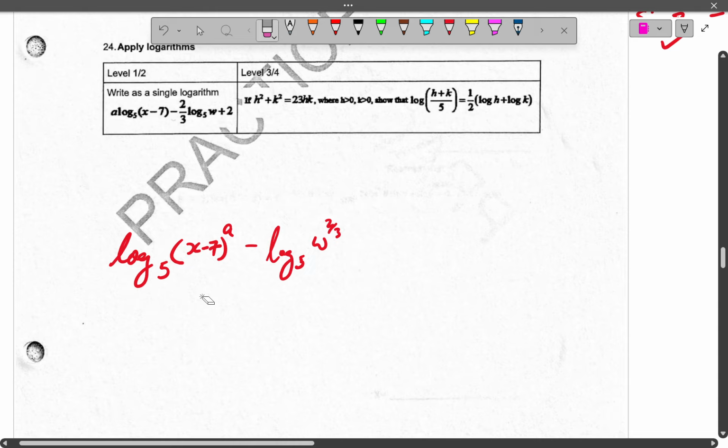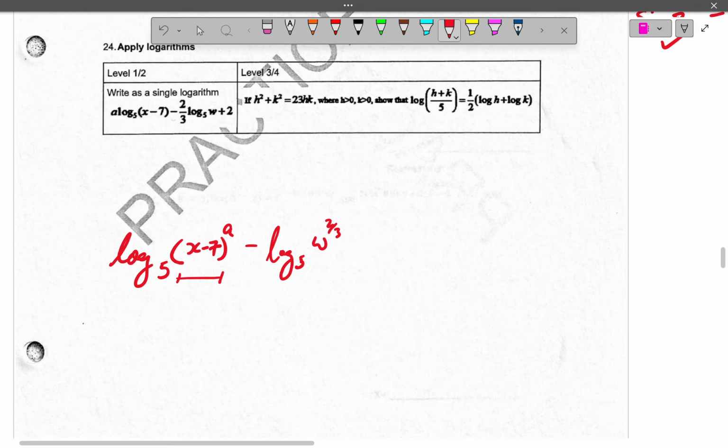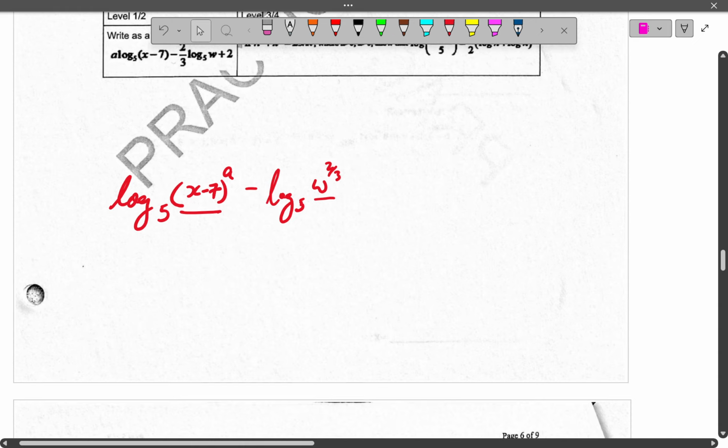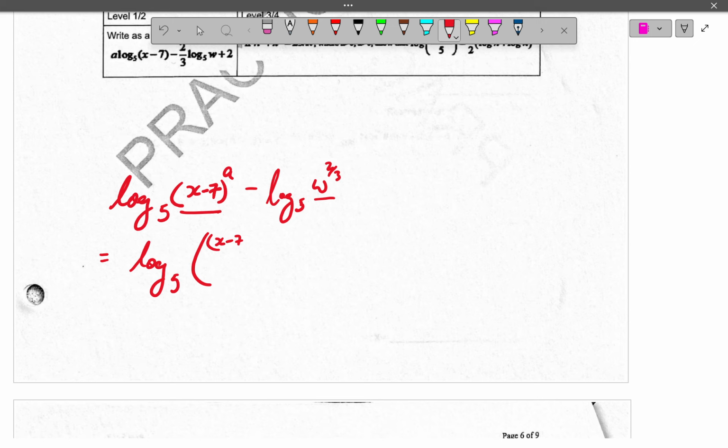Whatever you have on one, if it's being subtracted from the other, you're taking what you have here and dividing it by what you have on the other one. So for example, here you would have the logarithm base 5 of, on the top, x minus 7 to the power of a, divided by w to the 2/3 power. And so that's your first step.